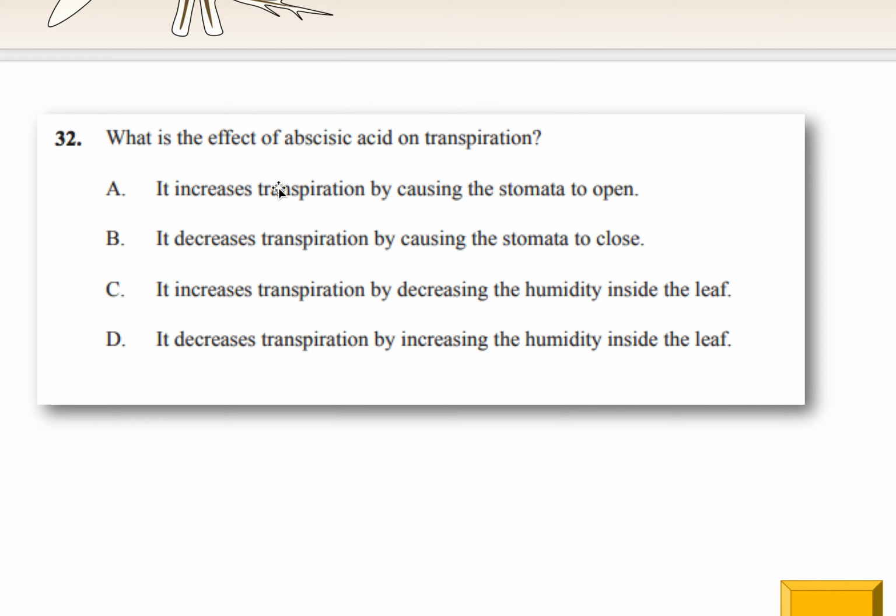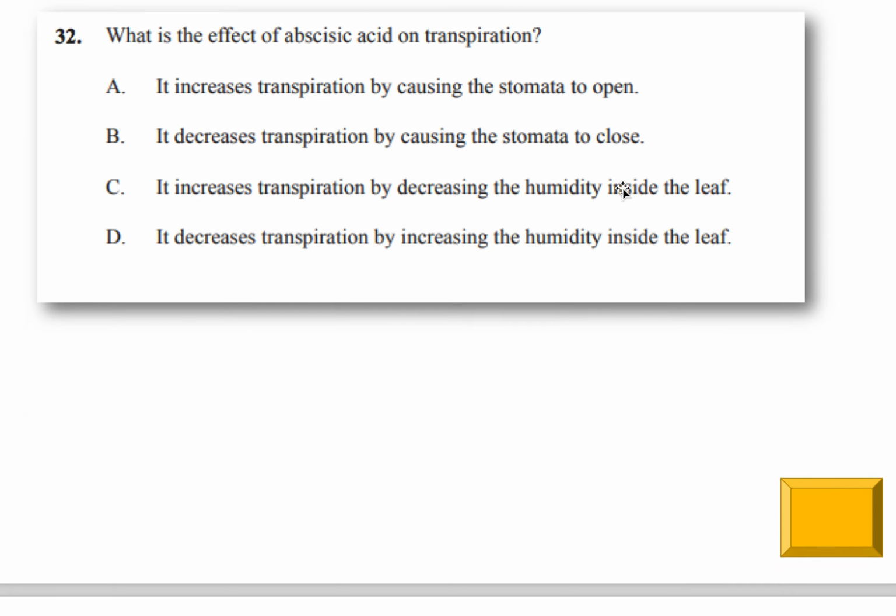So let's see. A, it increases transpiration. Automatically, we can just stop there because no, it doesn't increase transpiration. B, it decreases. Okay, it could be this one. Let's keep reading. By causing the stomata to close. That's exactly it. It's going to be B. But why not C? So let's see. It increases transpiration. Again, we can stop there because it doesn't increase transpiration. How about D? Because D says it decreases transpiration. But let's see the reasoning.